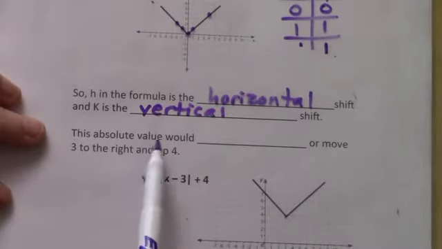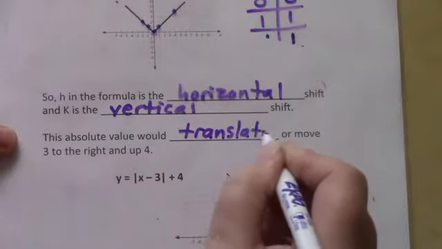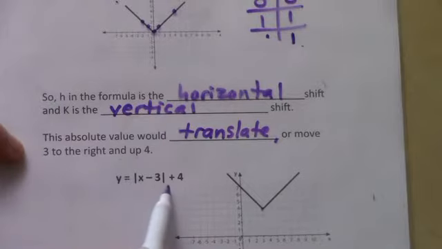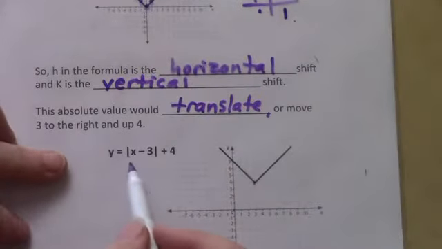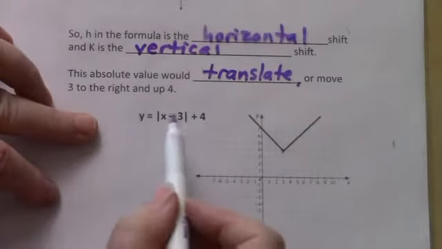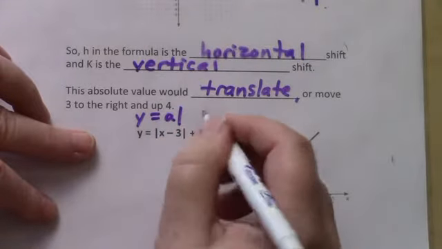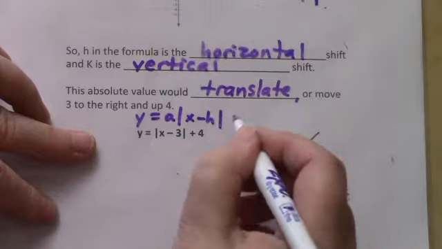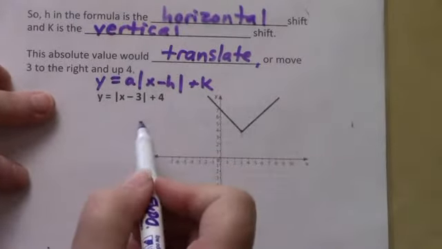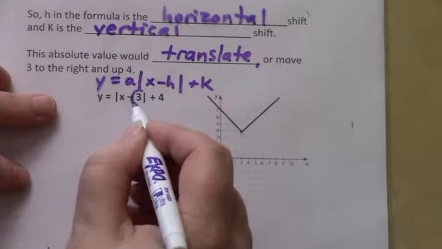The absolute value would translate or move 3 to the right and up 4. Because let's rewrite our formula from up here down here. It's y equals a absolute value of x minus h plus k. So if you look at what happened here, here's our h.